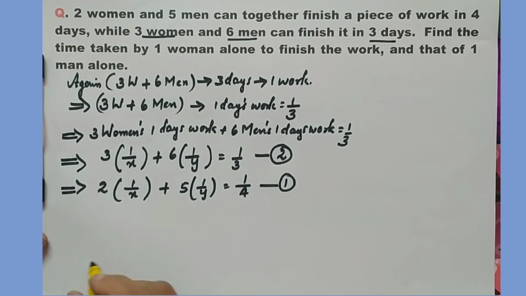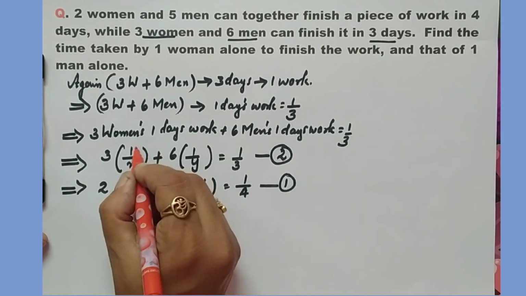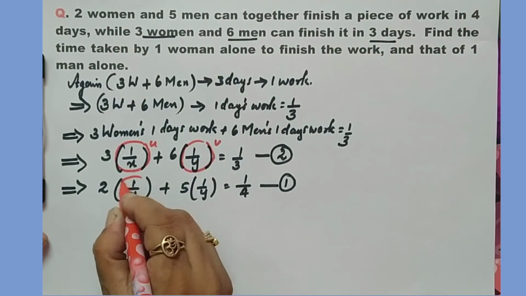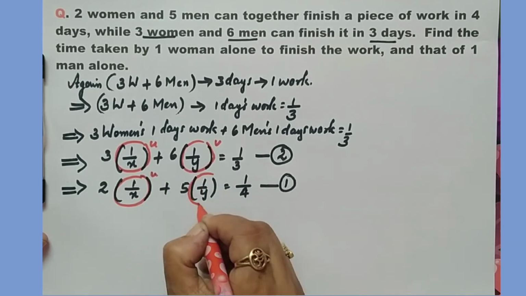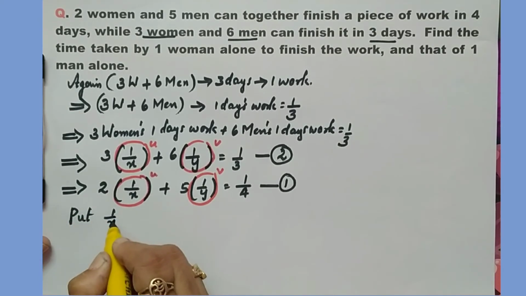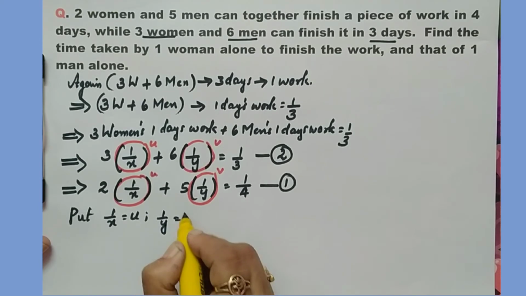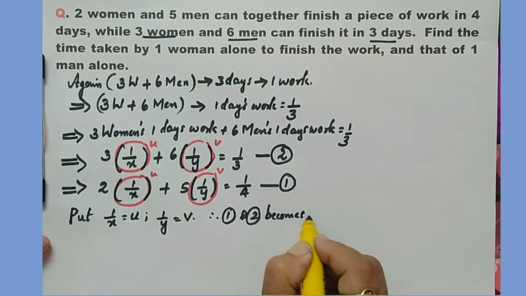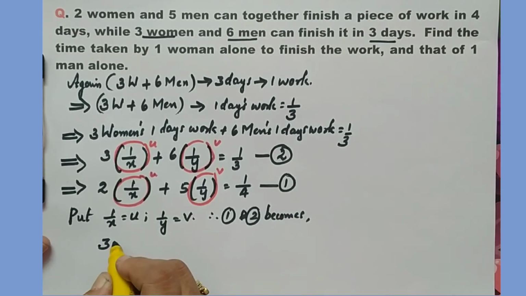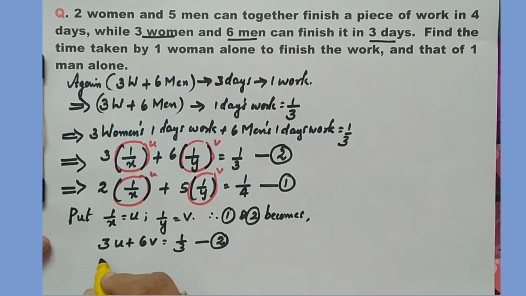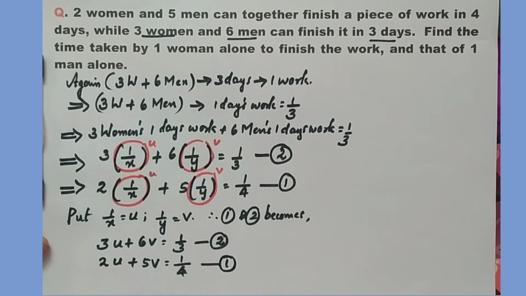Now I am going to solve these 2 equations. To solve these 2 equations, you need to take 1 by X as U and 1 by Y as V. Here also, 1 by X you can substitute as U and 1 by Y as V. So put 1 by X equals U and 1 by Y equals V. Therefore equations 1 and 2 become: 3u plus 6v equals 1 by 3, that is your equation number 2, and 2u plus 5v equals 1 by 4, that is your equation number 1.